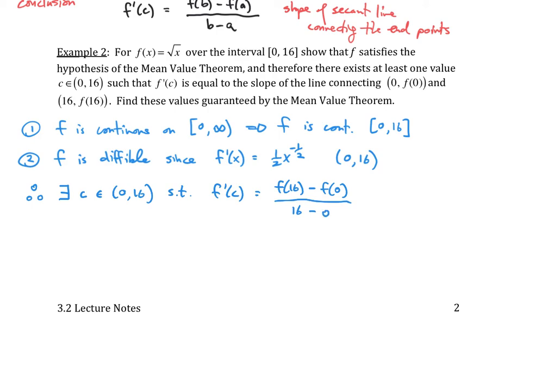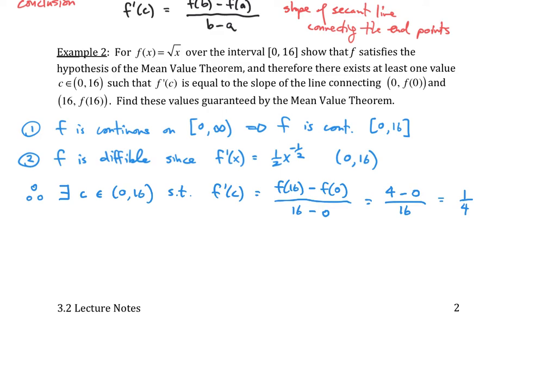Okay? So let me evaluate the numerator. The square root of 16 is going to be 4. The square root of 0 is going to be 0. And then 16 minus 0 is just 16. So in the end, we're going to get 4 over 16. That's the same thing as 1 over 4. So there's some point that has a derivative equal to 1/4.